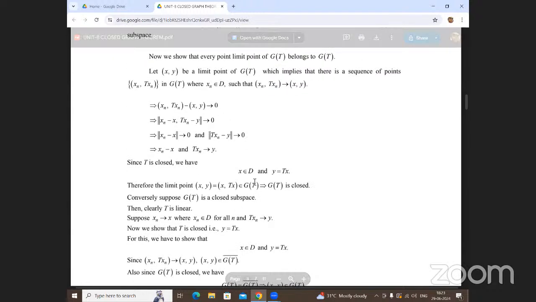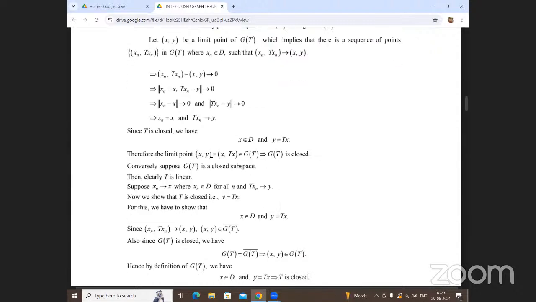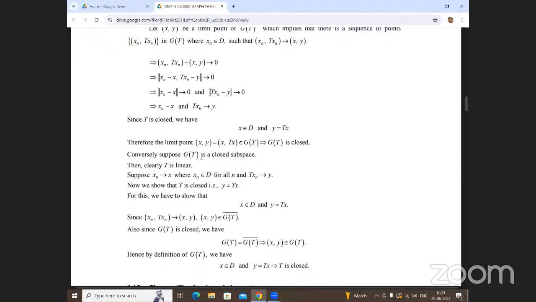So here x belongs to capital D, and y also equals Tx. So the limit point (x, y) can also be written as (x, Tx), replacing y by Tx. So this ordered pair also belongs to G of T. So that is the definition of the given ordered pair. So then automatically G of T is closed.